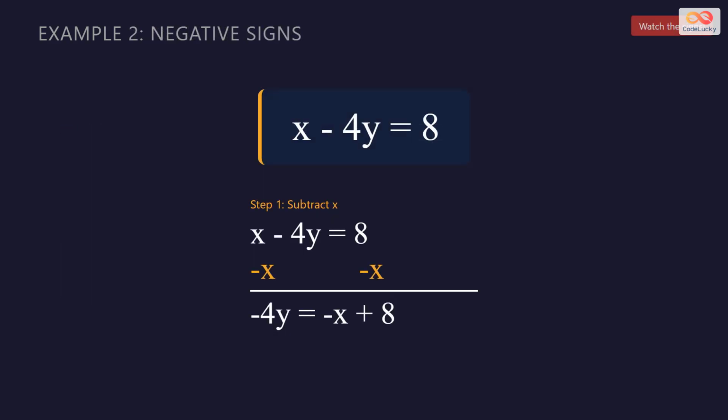Let's look at a trickier example with negative signs. x minus 4y equals 8. We start by subtracting x from both sides. Be very careful to keep the negative sign with the 4y, so we have negative 4y equals negative x plus 8.